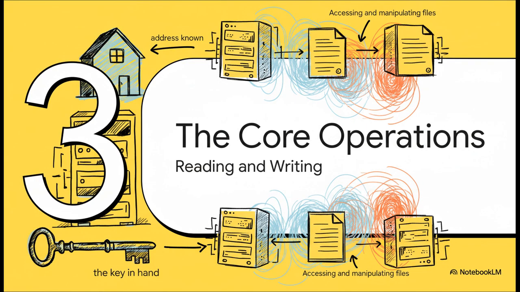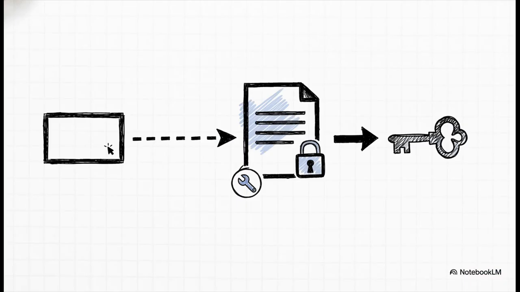So, the program knows where the file is and it has the key in its hand. Now it's finally time to get to work. Let's talk about the core operations. It all boils down to a simple three-step process. Step 1, you open the file.